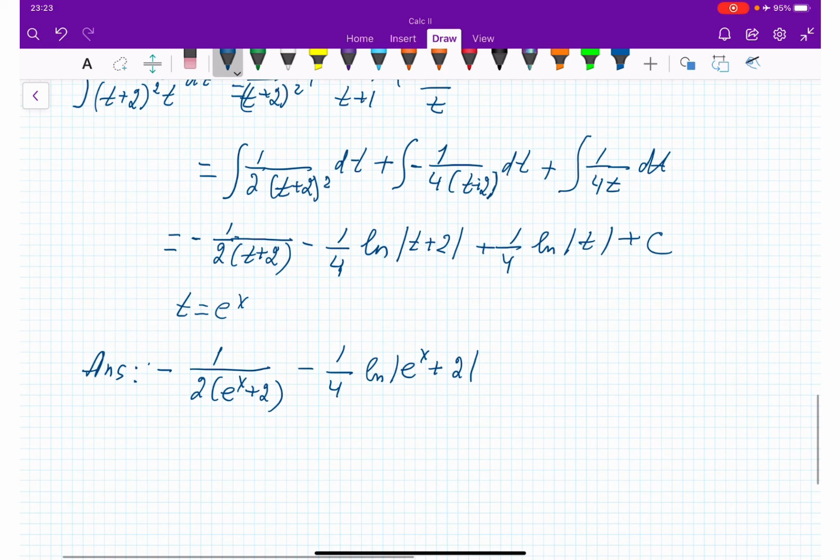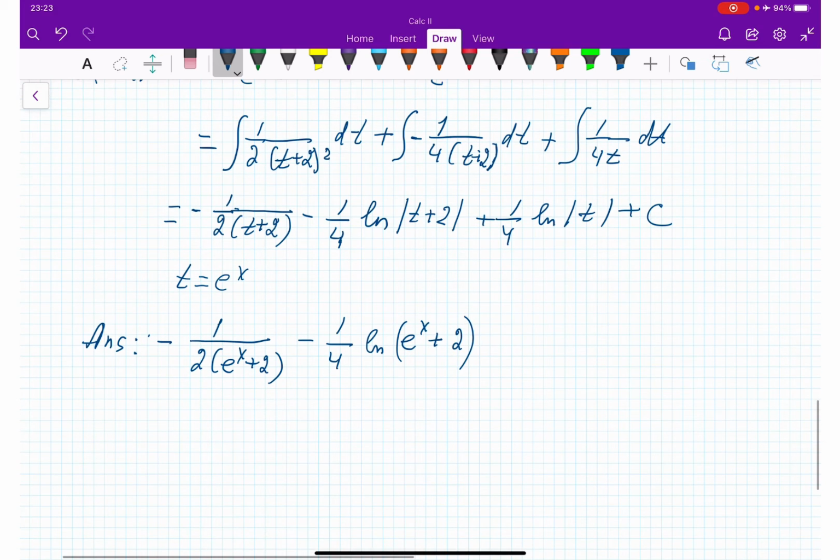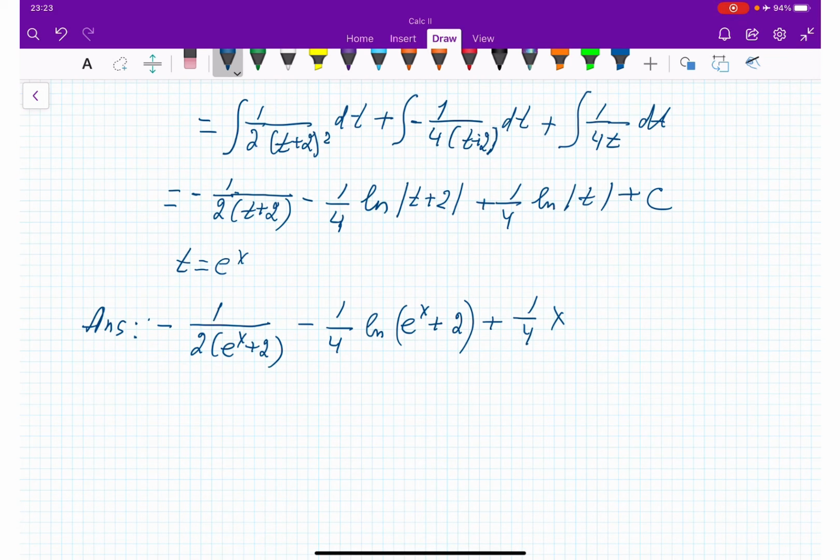Okay, here I don't have to put absolute value because e to power x plus 2 is always positive. So I'm going to put parentheses and not worry about absolute value, and plus 1/4 of x. Yes, and plus c.